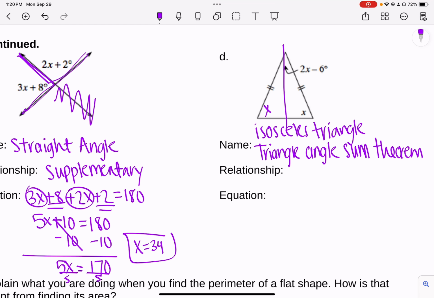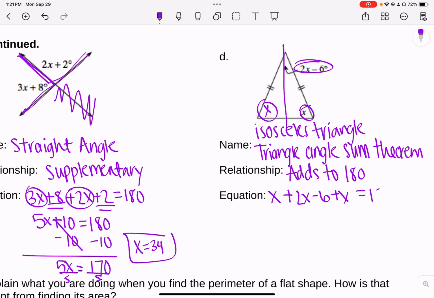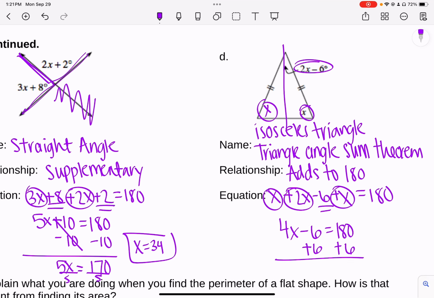So we're going to write adds to 180, and then my equation is going to be x plus 2x minus 6 plus x again from here equals 180. And then we're going to simplify. So I'm going to put all the x's together. x plus 2x plus x is 4x minus 6 equals 180. And then we're going to move that 6 to the other side by adding it because that will undo what was done. So 4x equals 186. And then we'll divide both sides by 4. Sorry if that is hard to see. x is going to be 46.5.